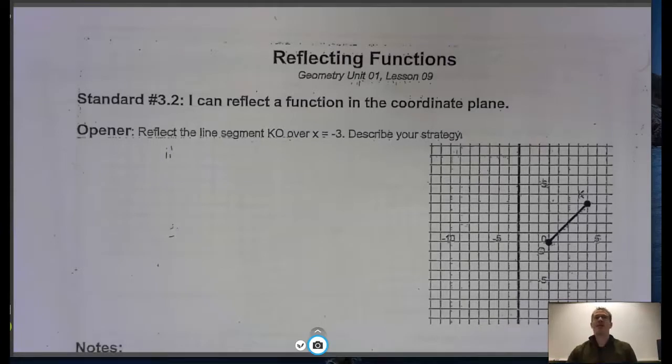So what I would like you to do is go ahead and do the opener, pause the video, complete that problem, then turn it on, and let's see how you did.